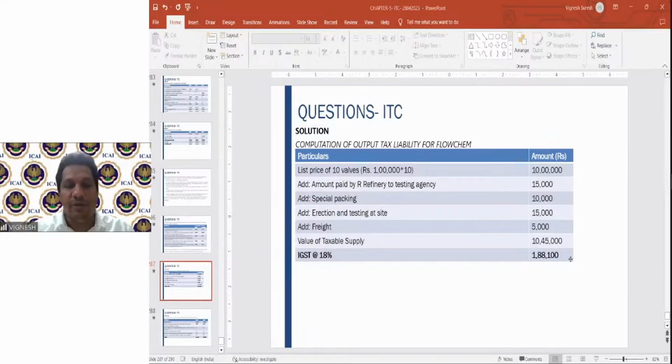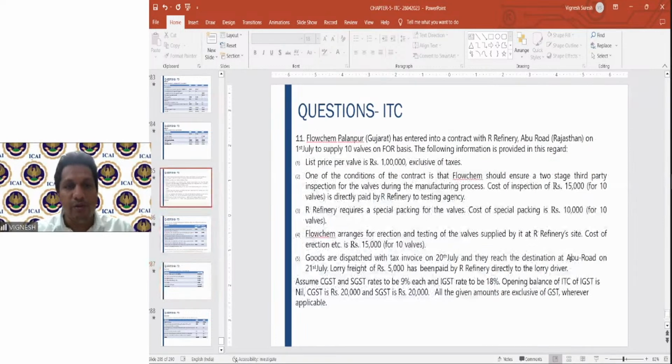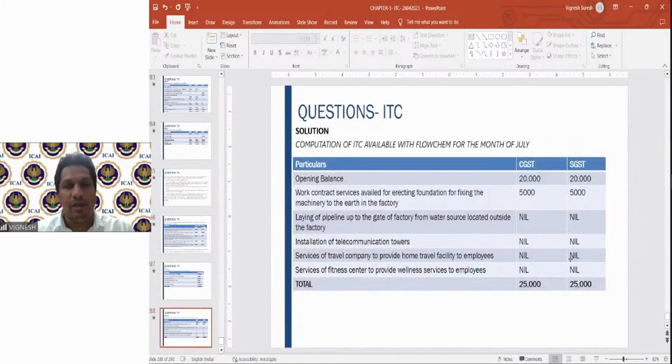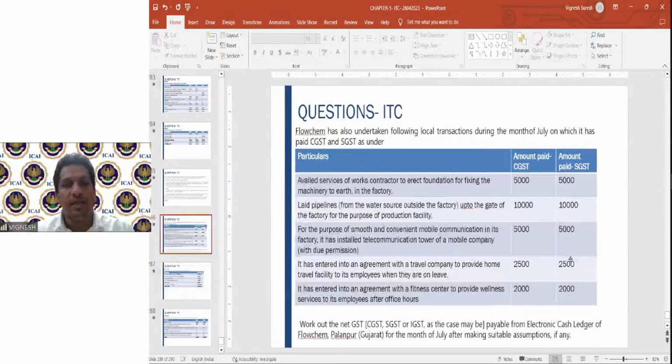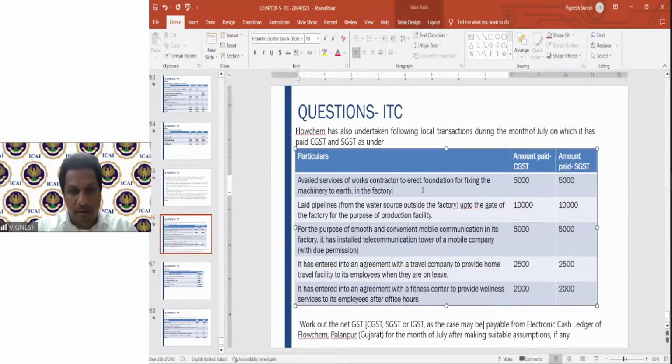the net GST payable, for which you have to work out the total input tax credit which is available. If you look at the input tax credit which is available, he has given also opening balance. Then one by one, we have to see whether it is eligible or not. First one, works contract service for fixing the machinery to earth. Foundation or affixing means straight away it is plant and machinery. Then in this particular situation, it will be allowed. So this will be allowed.